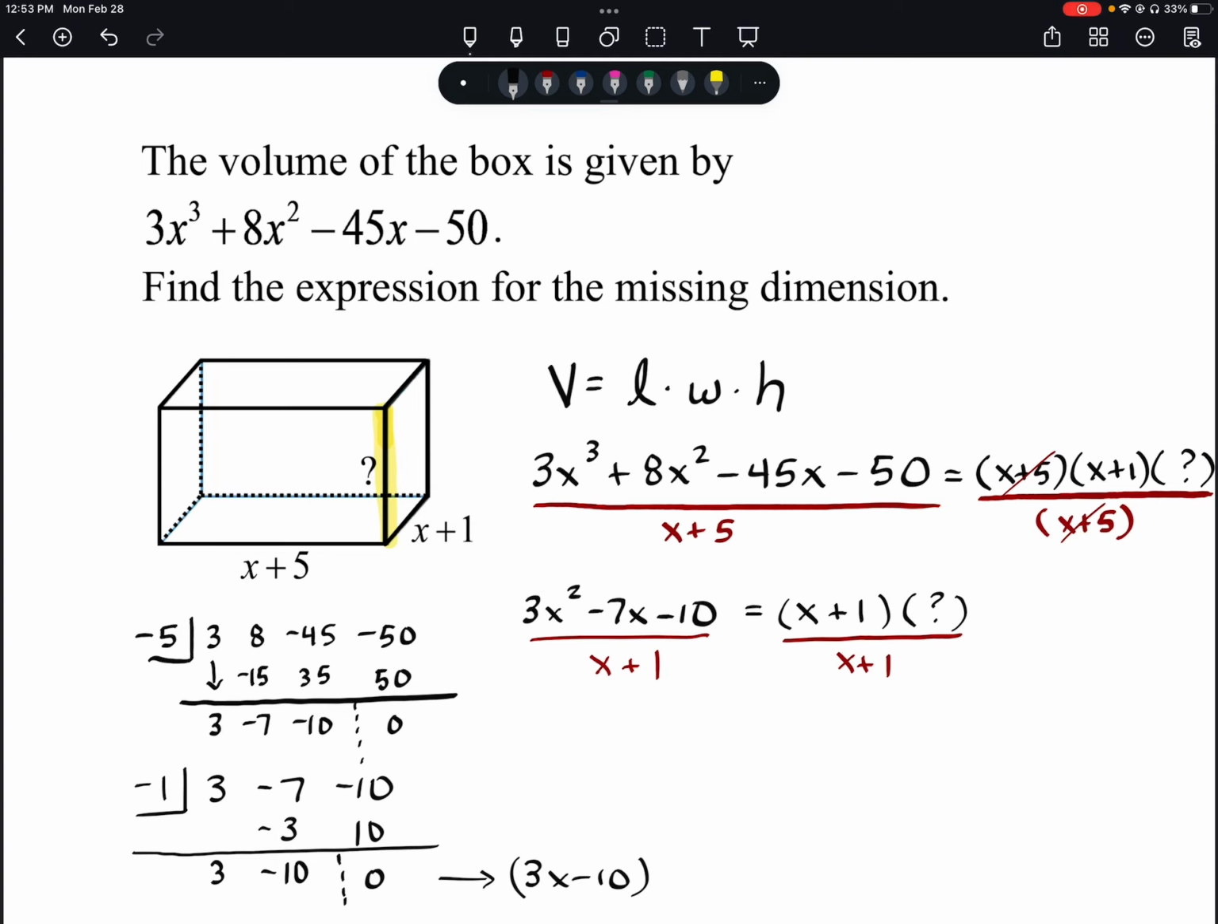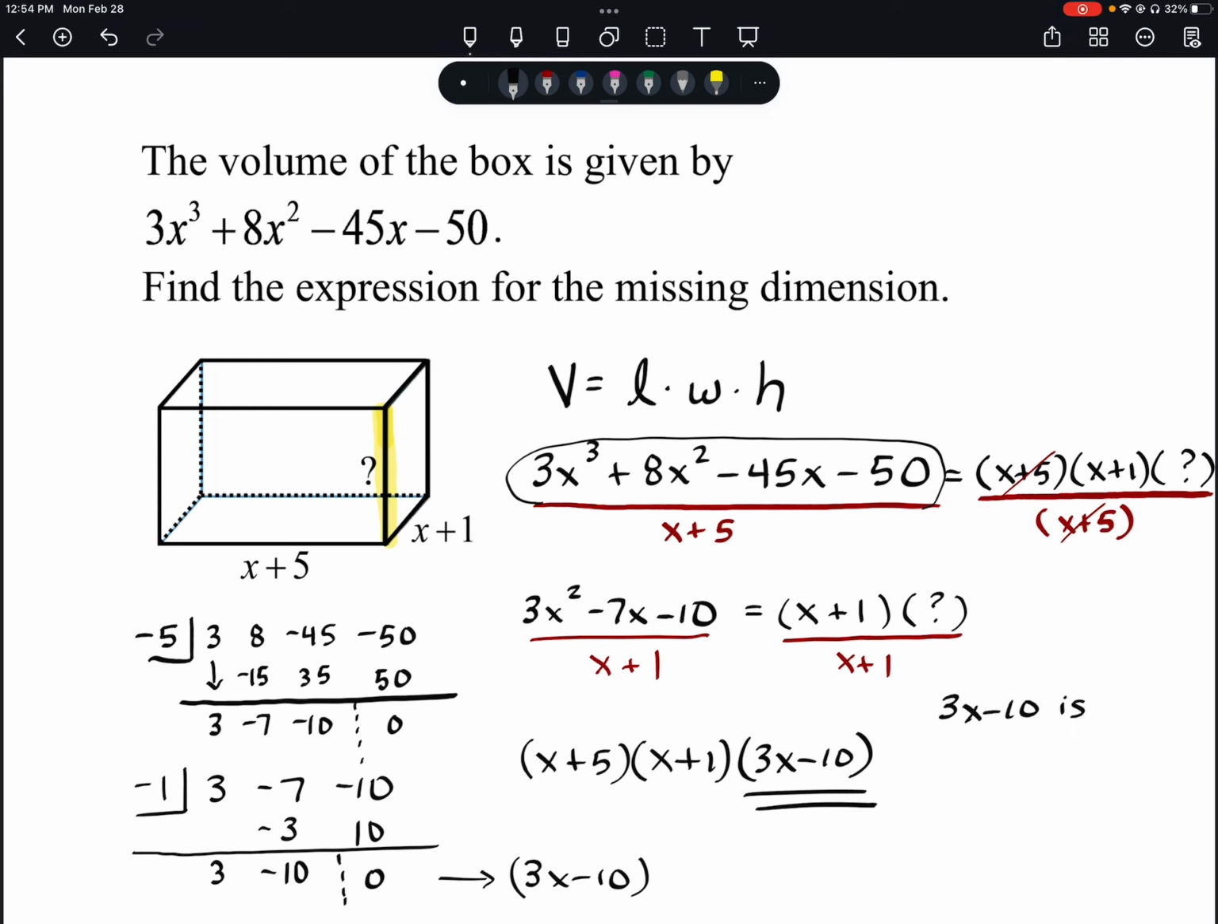So our original statement is the equivalent of saying x plus 5 times x plus 1 times 3x minus 10. And if you took those and multiplied them all together, it would end up giving us back to this. So 3x minus 10 is the missing dimension.